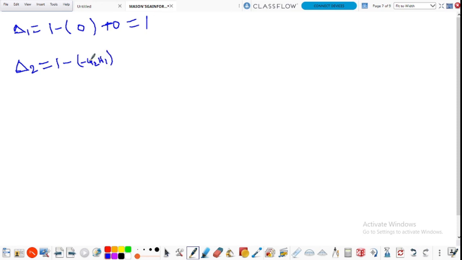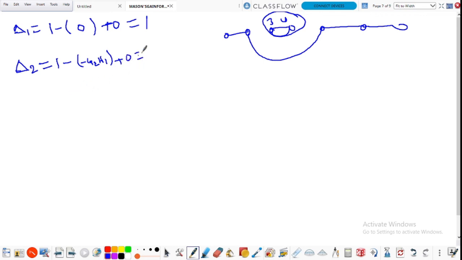Once again, I will explain. And this is the second forward path. This is the 3 to 4 nodes. So this is not touching this second forward path. So what is this loop gain? That loop gain is minus G2 H1, plus sum of gain products of two non-touching loops is 0. So therefore 1 plus G2 H1 is the delta 2 value.